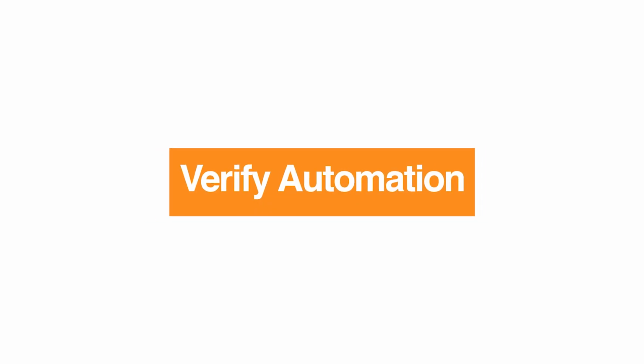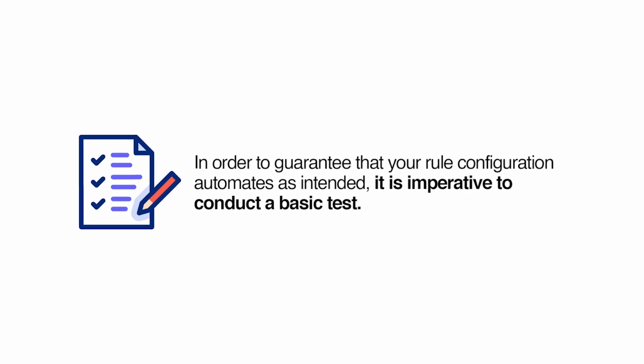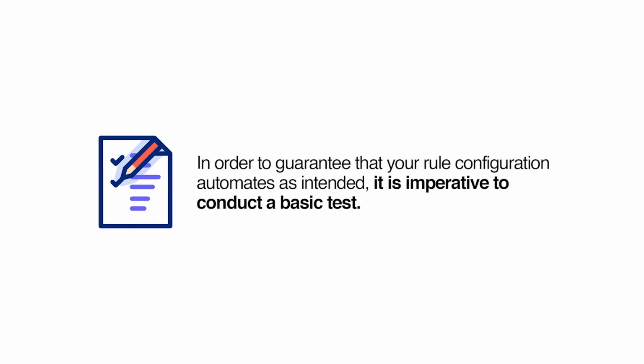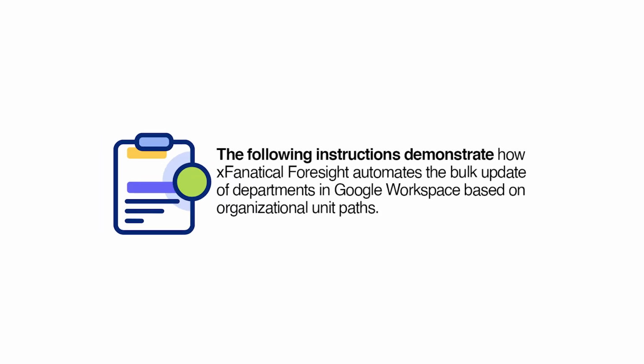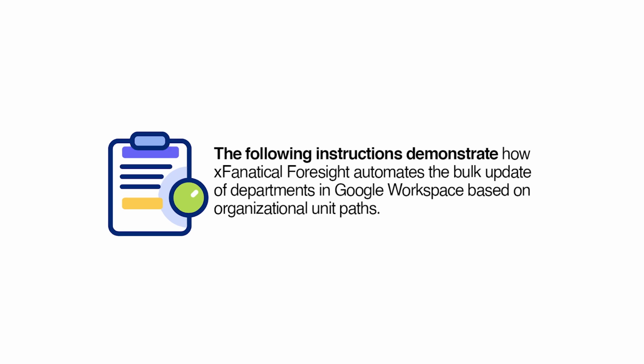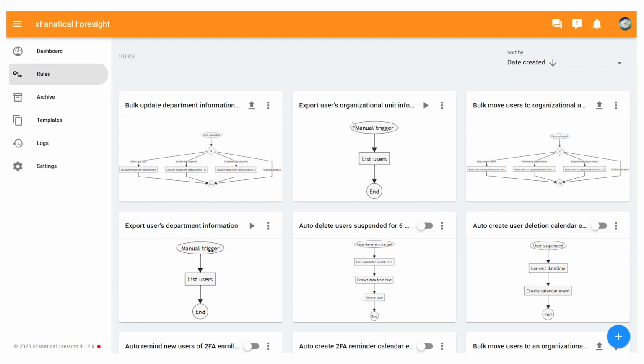Verify automation. In order to guarantee that your rule configuration automates as intended, it is imperative to conduct a basic test. The following instructions demonstrate how xFanatical Foresight automates the bulk update of departments in Google Workspace based on organizational unit paths. Go to the Rules page. First, click the Play button of the Export Users' Organizational Unit Information rule to generate a CSV file containing the latest details of all users. Wait until you receive a notification in the top right.